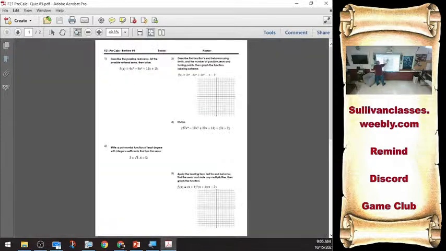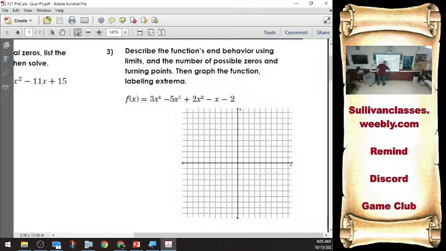Okay, next up. So these are kind of out of order here. Those were just big because there was a lot of stuff. Back to 2.2: find the function's end behavior with limits, number of possible real zeros, and turning points. Then graph the function.